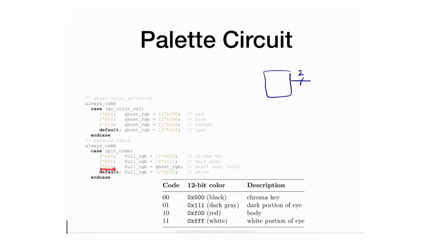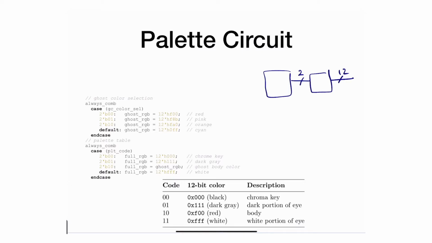However, for the body, what I'm doing is I'm saying, okay, well, if it is a body, instead of just coding it as red, which I could have, I'm just coding it using something else, which is ghost RGB. Where is this coming from? Well, it's the other circuit that I mentioned. So what I'm having in here is this will generate 12.